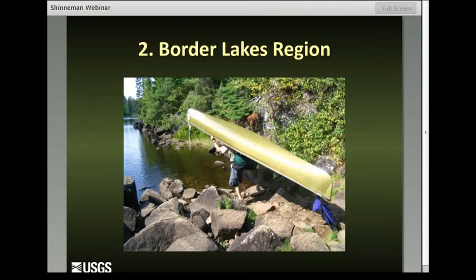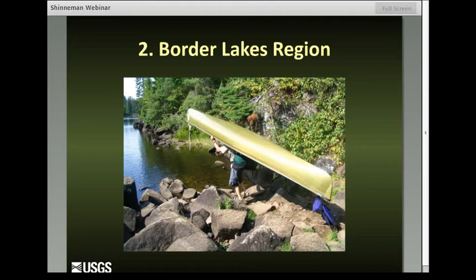So on to the Border Lakes region. I focus on this region not just because of my research interest or that some of these questions couldn't be addressed elsewhere, but the first reason I focus on it is that sort of a practical one. This is where much of my research over the last few years took place.